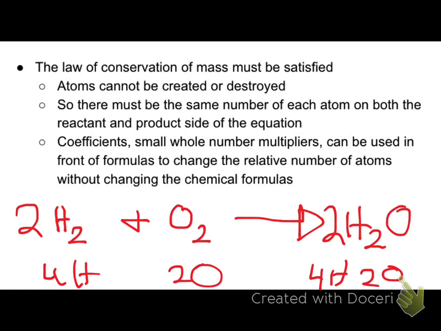Okay, so this is just a short little taste into balancing an equation. But you see how I can use the coefficient to change the relative number of atoms without having to change the chemical formulas, therefore leaving the accuracy of my formulas intact.